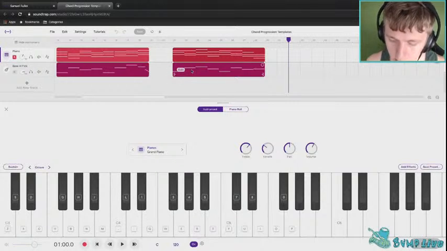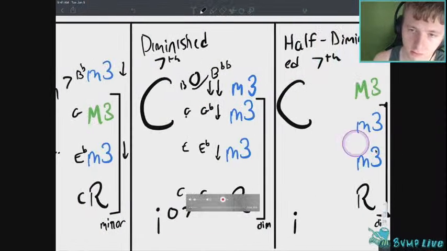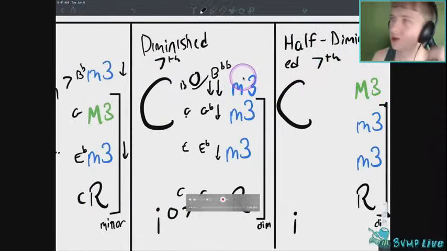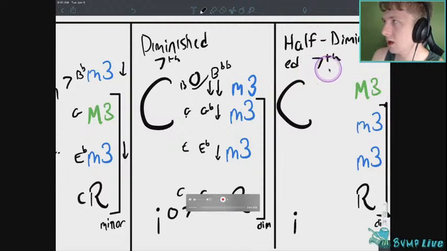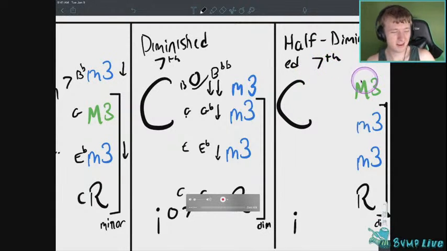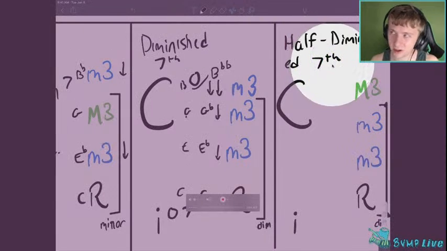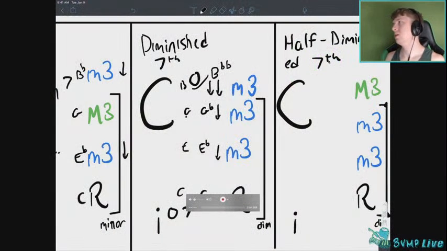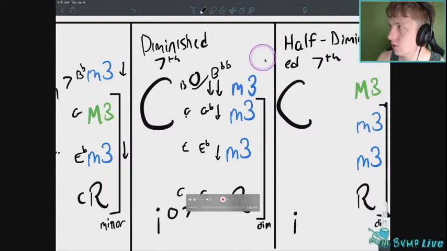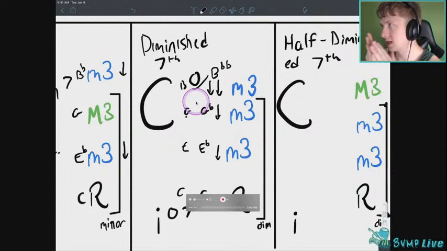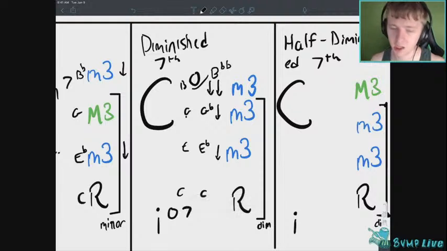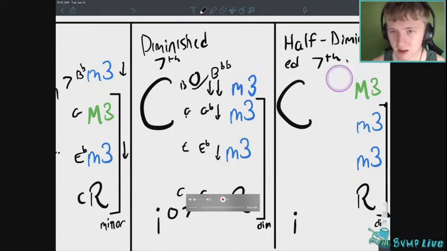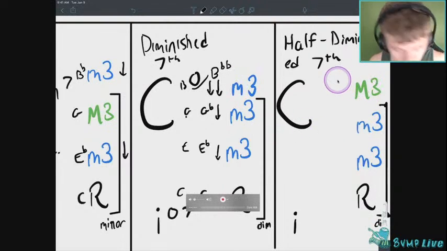Let's talk about the half diminished seventh. So if you don't like double flats, which I particularly don't like double flats either, because I just want to use the name that's on the keyboard. But when you're trying to come up with chords, and you're trying to name chords officially, you gotta use the names. You gotta use the conventions.